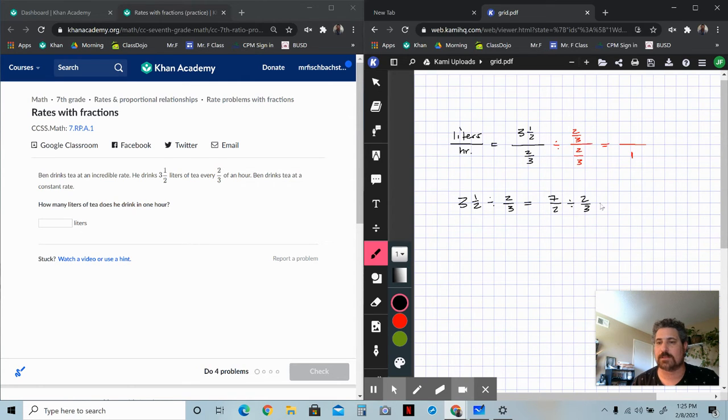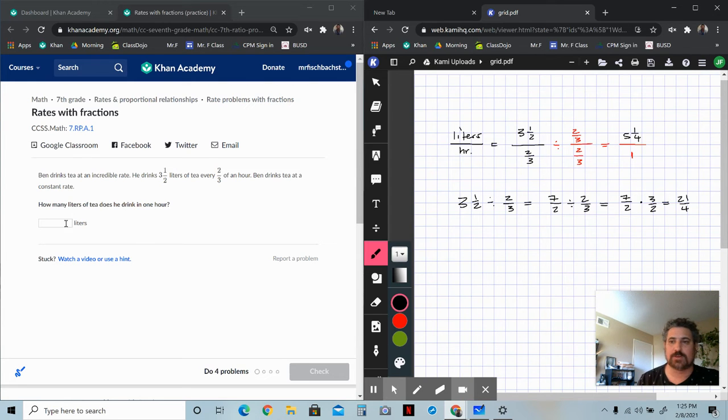Now dividing by 2/3 is the same as multiplying by the reciprocal of 2/3. So we just keep the one on the left the same. 7 halves isn't what I'm dividing by, so that stays the same. You're dividing by 2/3, the same as multiplying by the reciprocal, 3 halves. So really it's just 7 over 2 times 3 over 2, and that's 21 over 4. How many times does 4 go into 21? 5, with how many left over? 1. So it'll be 5 1/4. So your unit rate is 5 1/4 liters for every 1 hour. 5 1/4 liters per hour. This guy drinks a lot of tea.